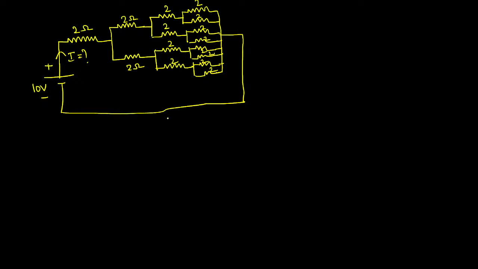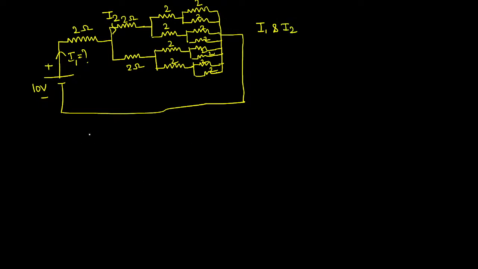Current supplied by the source is what? That is the first question. And the second question is, let me take this one as I1, and what is the current through this 2 ohm resistor, I2? They have asked us to calculate the value of I1 and I2. That is the question. How will you do that?